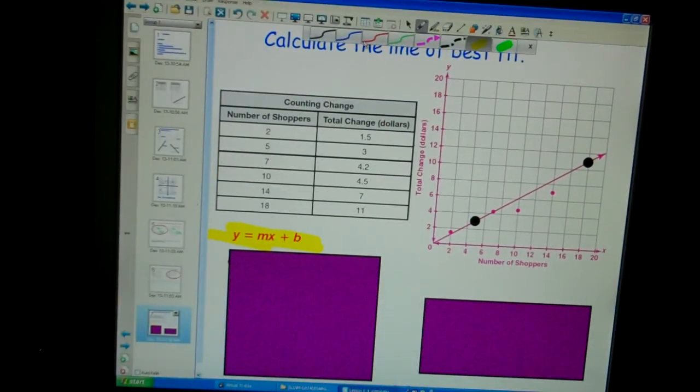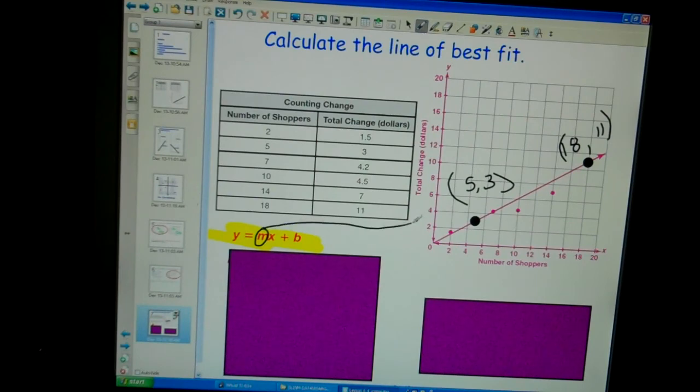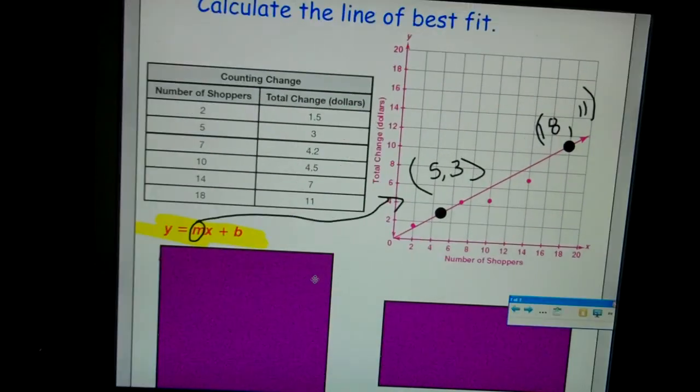Let me get a pen and write those out for you. Okay. So we had 5, 3. And 18, 11. All right, stack them. y2 minus y1 over x2 minus x1. Find your slope. Go ahead and pause it because I'm going to show the answer.